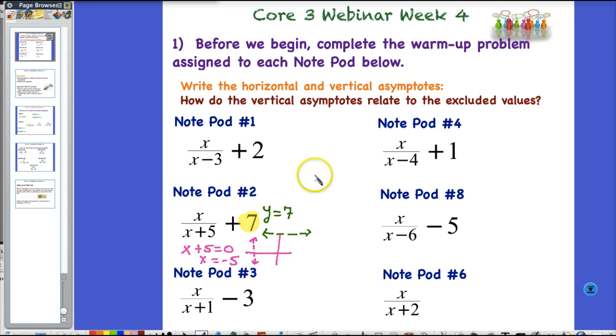So the point of this warm-up is to help you relate what you were doing with excluded values to your asymptotes. Notice the format of all of these expressions. They all have something on the end, and they all have a very simple statement here at the bottom. Normally you would see a number on the top, not an X. I just put X for simplicity's sake.